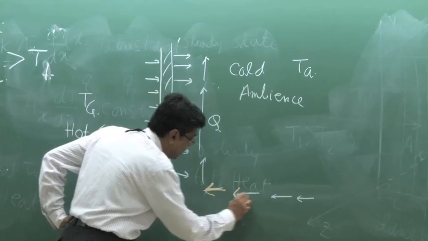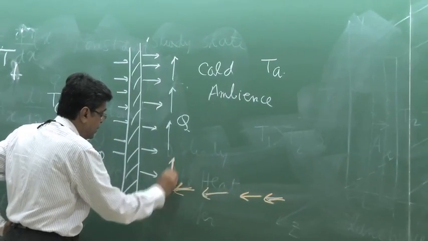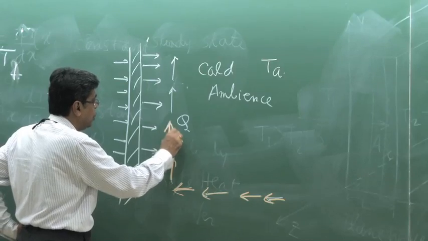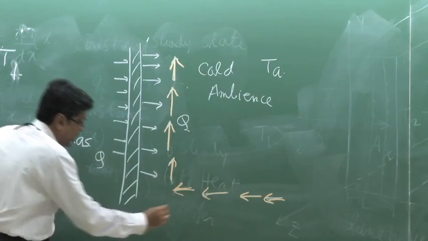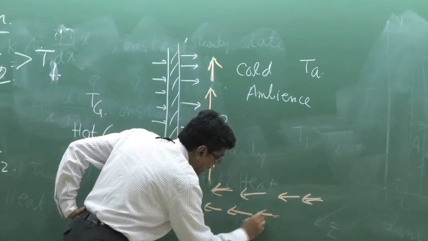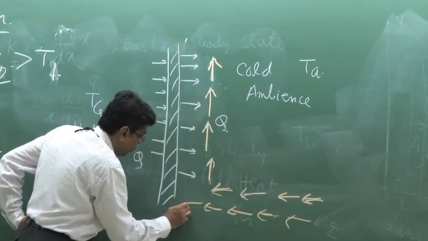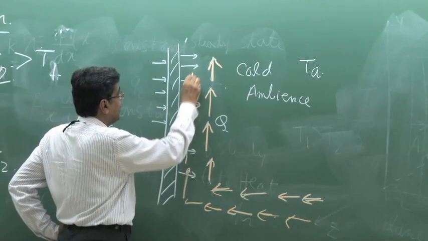A flow is induced, I show it by the different color. This flow is induced like this. The white one is... this color is the flow. A flow is induced like this because of the density difference.